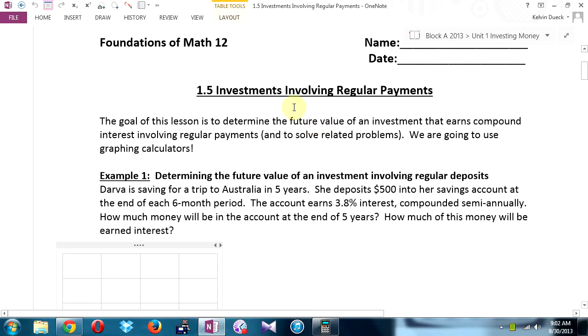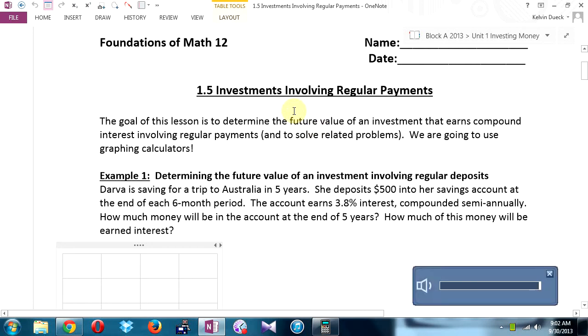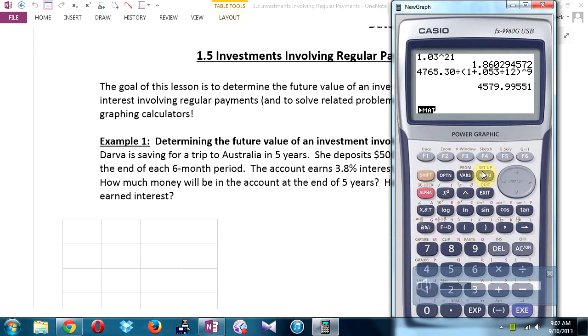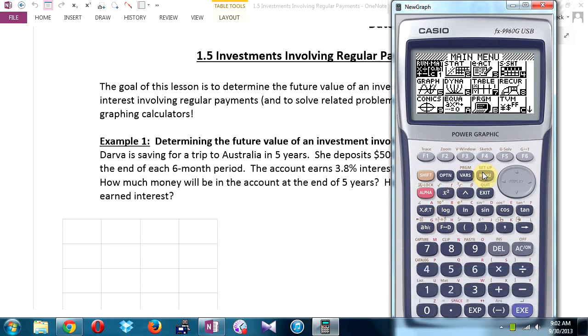Dueck. Oh, well. Today we're going to be learning how to use the graphing calculators. So you want your graphing calculator out. In particular, what you want to do is go Menu, and you want to find your way to the TVM menu. This is the financial menu. You can see there's a dollar sign.